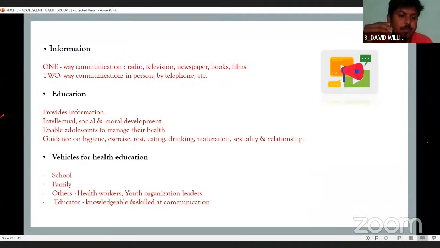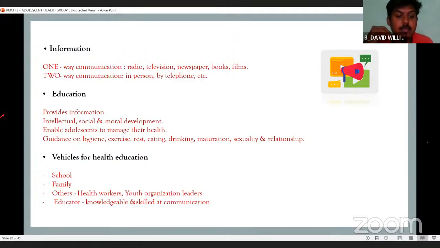The methods of information. One-way communication is radio, television, newspaper, books, and films. Two-way communication is in person or by telephone, etc. Education provides information, intellectual, social, and moral development, enables adolescents to manage their health, guidance on hygiene, exercise, rest, eating, drinking, and sexuality and relationships.